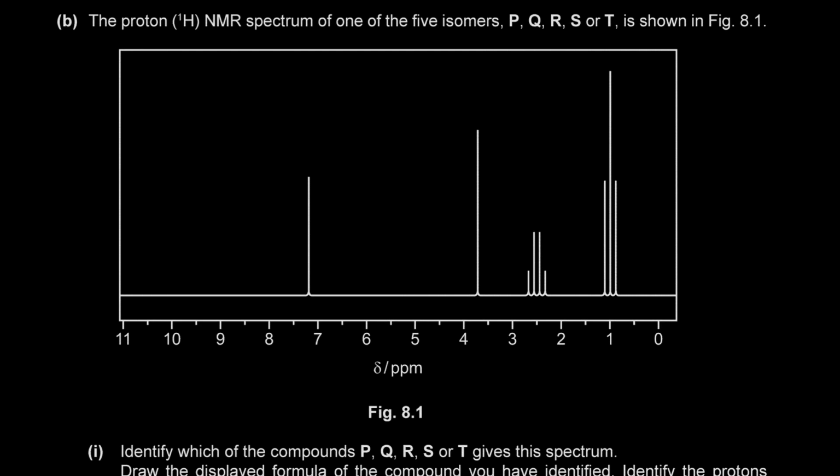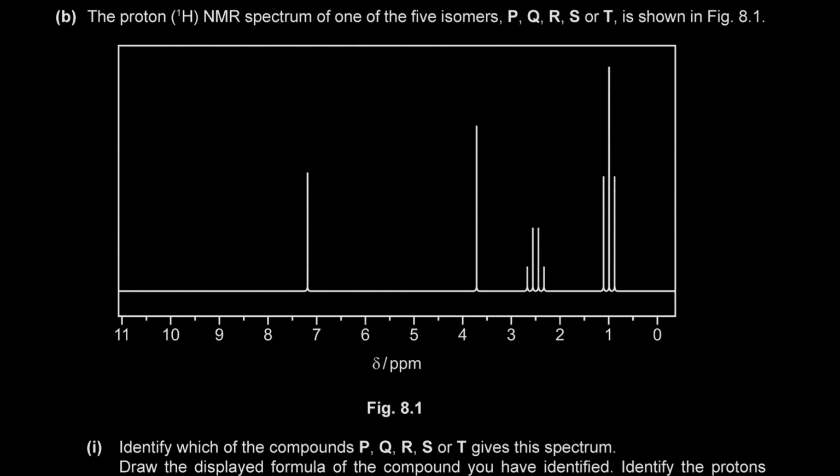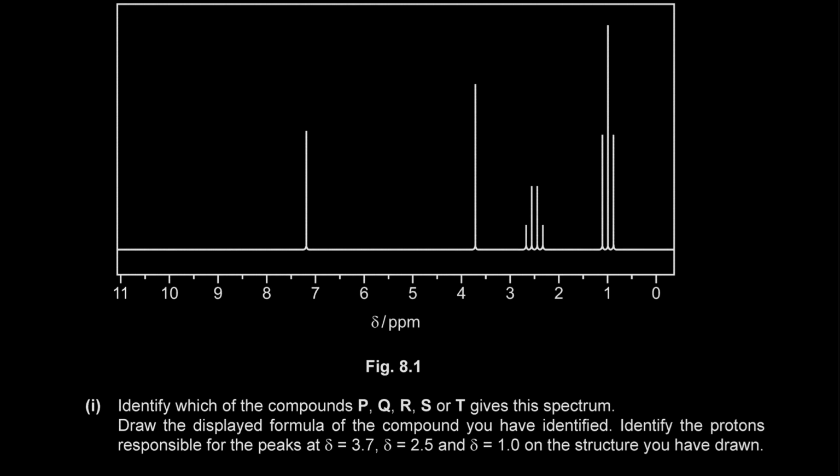The proton NMR spectrum of one of these 5 isomers P, Q, R, S, or T is shown in figure 8.1. Identify which of the compounds P, Q, R, S, or T gives this spectrum. Draw the displayed formula of the compound you have identified. Identify the protons responsible for the peaks at 3.7 parts per million, 2.5 parts per million, 1.0 parts per million on the structure you have drawn.